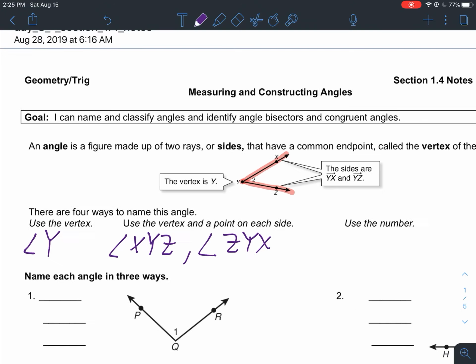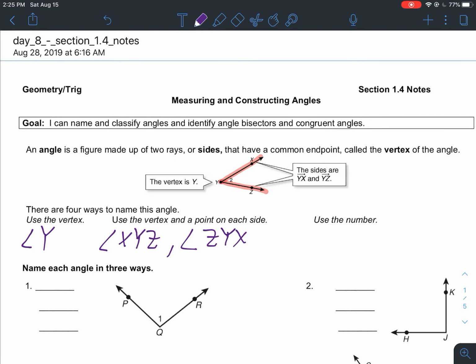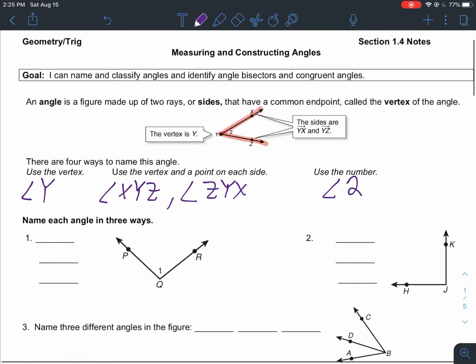is to use 3 points. The fourth way, which sometimes is good, sometimes is not good, is to use a number. Why is it not good? Sometimes the number's not there, for one, and two, if it's an angle inside of another angle, which we'll see a lot in this chapter and further on, you can't really tell what number is what. So here, yes, we can call this angle 2, as you see the 2 in the middle of the angle there. But I would not encourage that. I would simply encourage you to use the middle one with 3 points.